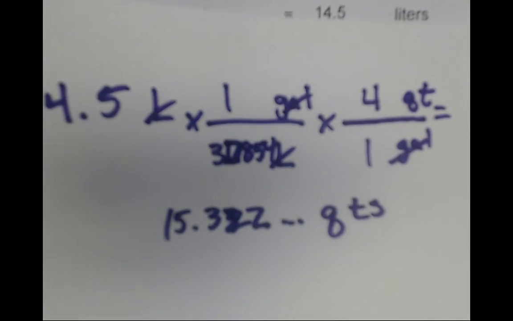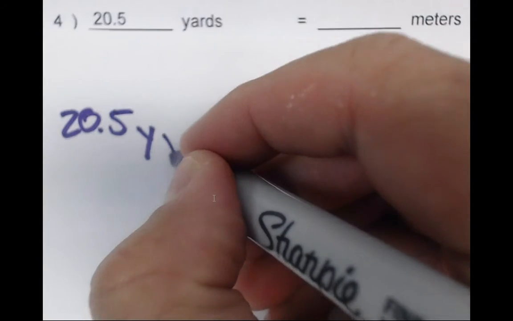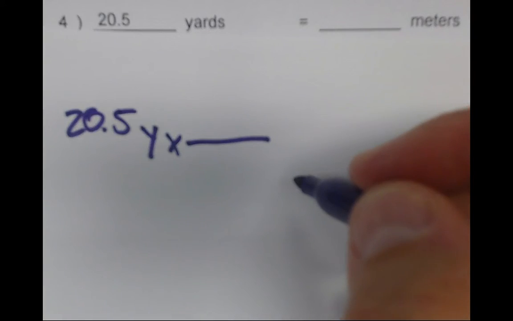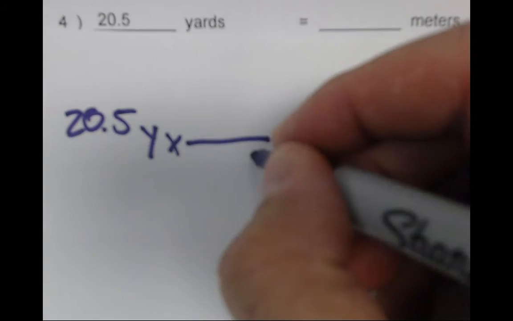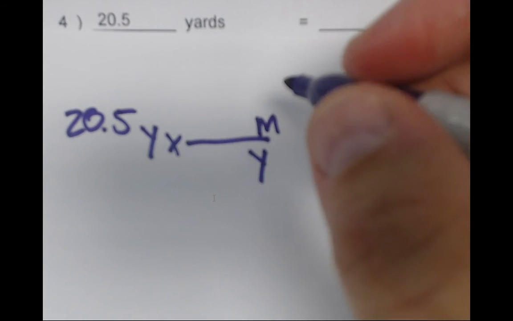Okay. Let's try the next one. Okay, so let's see here. Question number 4, yards to meters. Let's get into the viewfinder. Okay, so we have 20.5 yards. We want to go to meters. So 20.5 yards, X line. Now, do I have a conversion factor that goes from yards to meters? I do in this case. So yards, meters. Okay, I look up the conversion factor.